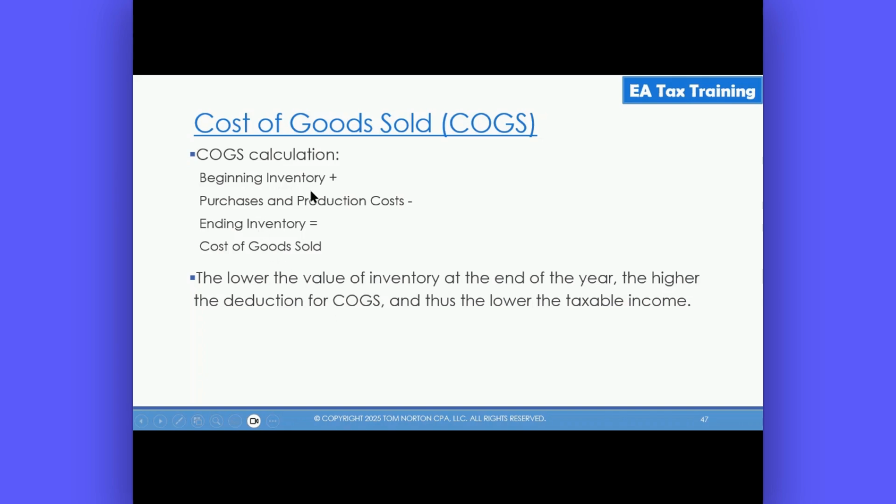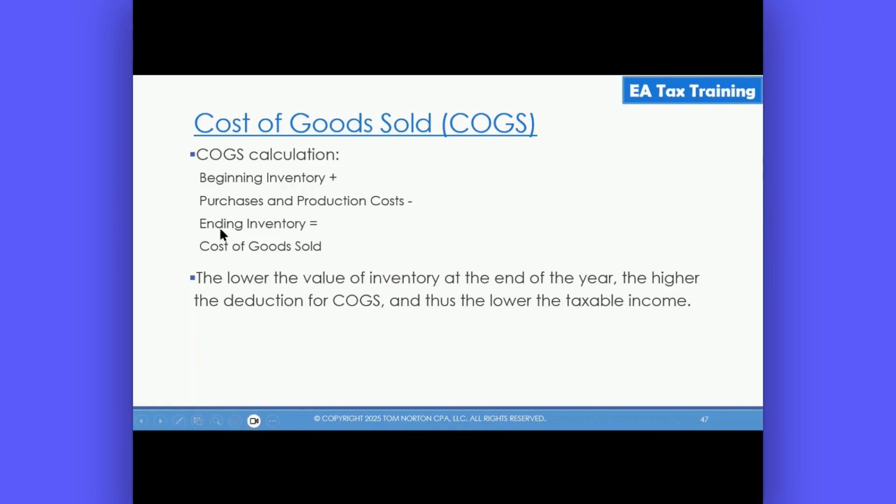Here's how you calculate it. You take the value of your beginning inventory, you add in purchases or production costs if you're a manufacturer, you subtract your ending inventory, and that gives you your cost of goods sold. So remember, beginning inventory plus purchases minus ending inventory equals cost of goods sold.